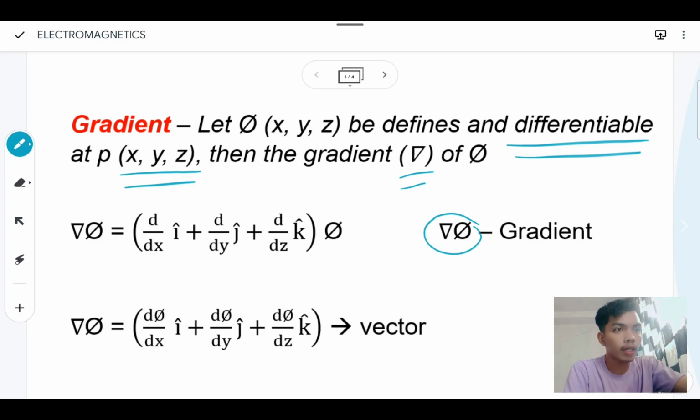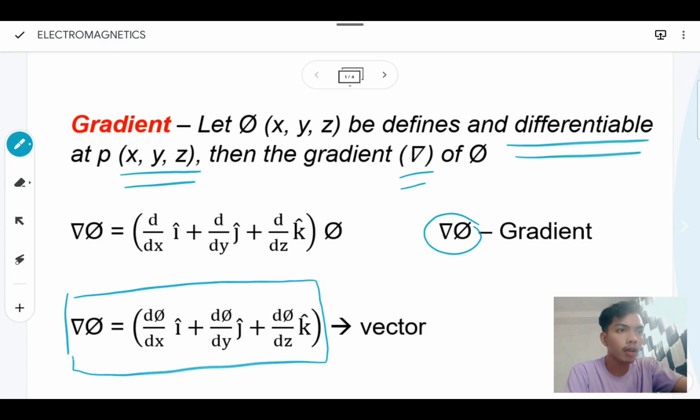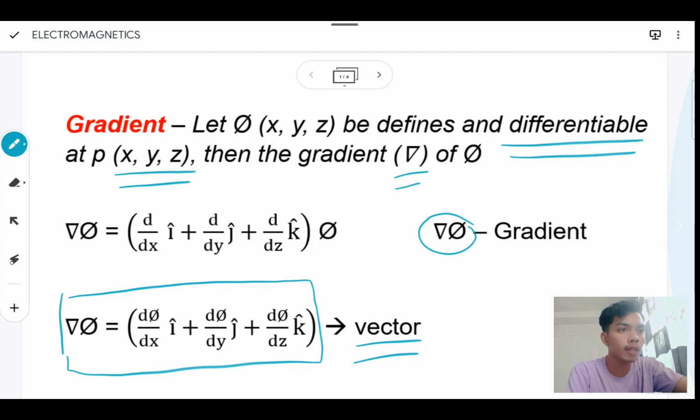So in gradient, we will have this formula wherein we get the partial derivative of phi, or the given field. Partial derivative of phi with respect to x i hat plus partial derivative of phi with respect to y j hat plus partial derivative of phi with respect to z k hat. And the resulting answer in gradient is a vector. Remember that the gradient is a vector while divergence is a scalar. So basically they are the same, but the resulting answer of gradient is a vector but the divergence is a scalar.